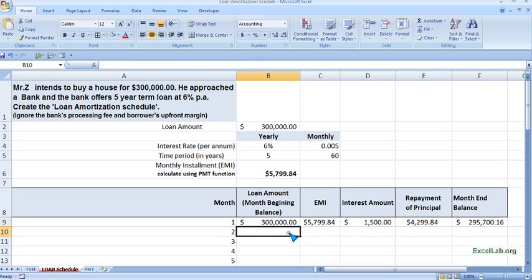Now next, this is for the second month. The second month beginning balance is the end balance of the first month, right? So click on this. Now we have the value.